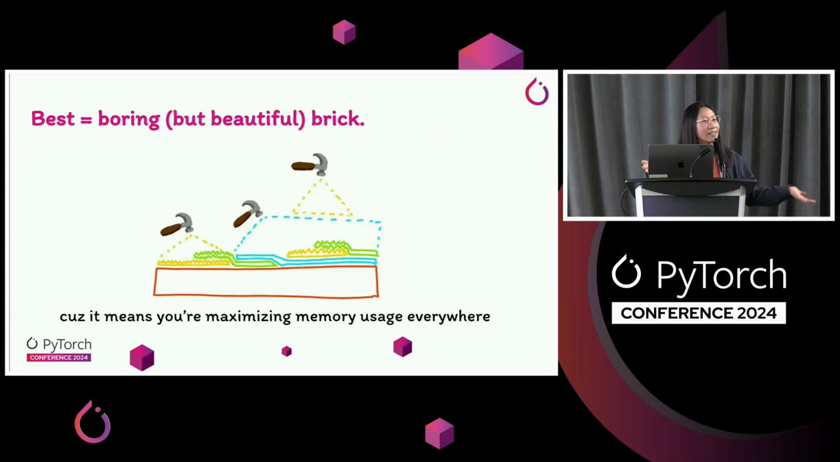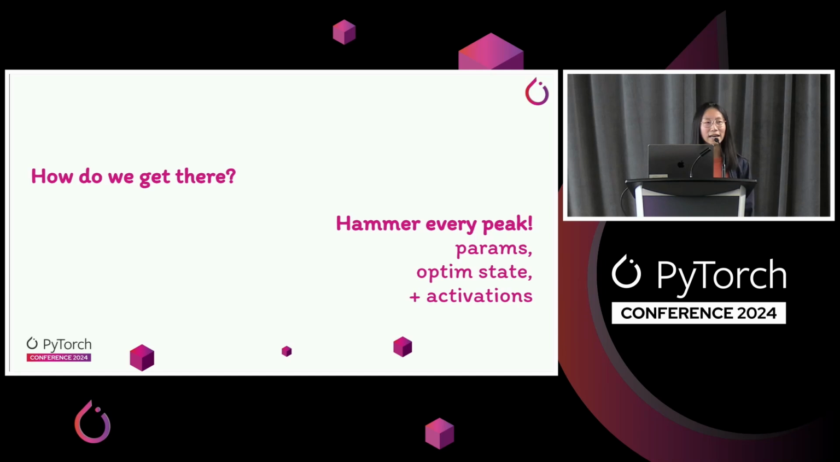Because in the end, and here's where the brick comes in, you don't really want big peaks anywhere. You want to maximize memory usage throughout your whole training loop. So we're going to give you some hammers and show you how to hammer down on these peaks. So how do we get there? We're going to hammer every peak. We're going to start with params and then get to optimizer state and activations. Just so you know, this is not meant to be everything in the world. There are other techniques out there, but today we're going to focus on quite a lot of these here.